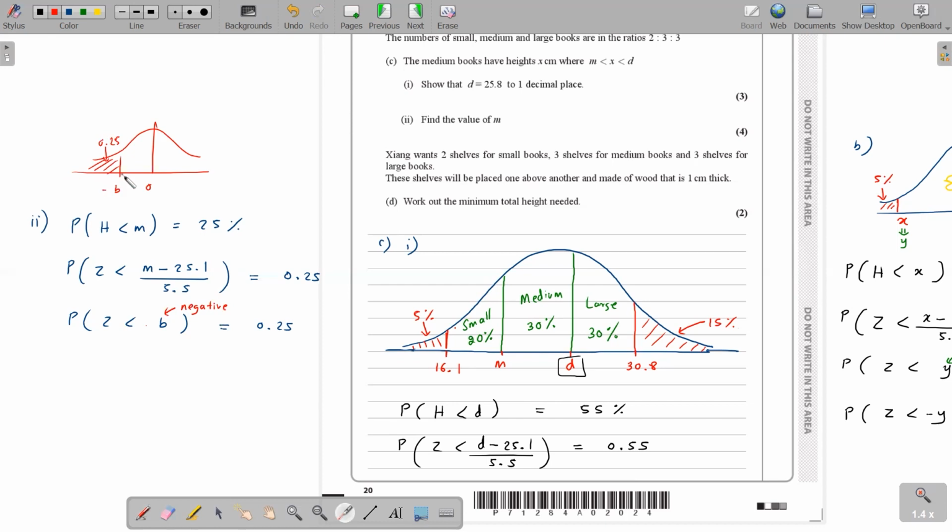The area of z less than b is 0.25. 0.25 is a really small area, less than half the area, so it should be negative. So this is a negative b. So z less than negative b is the same as z greater than positive b. This area is also 0.25. Get the normal distribution.